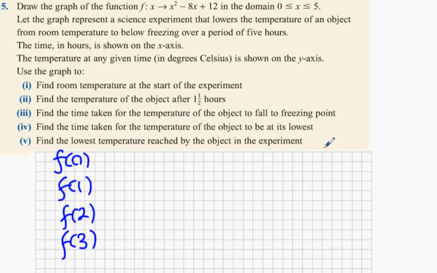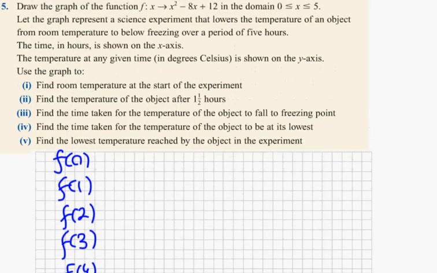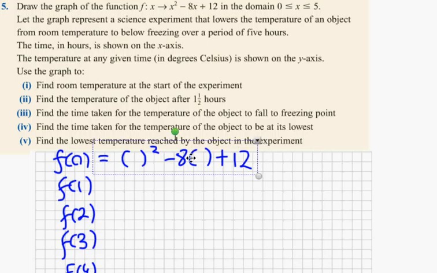F3, F4, F5, and what would I do every time? It's x squared minus 8 times x plus 12, isn't it?